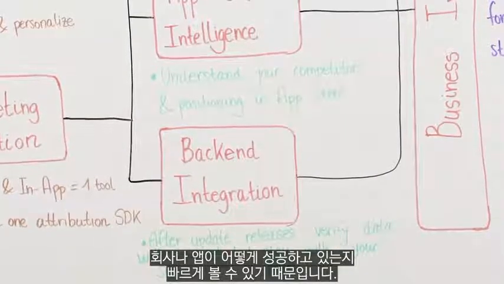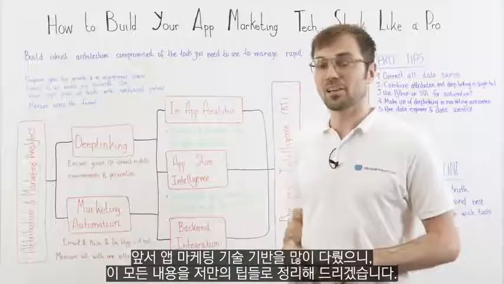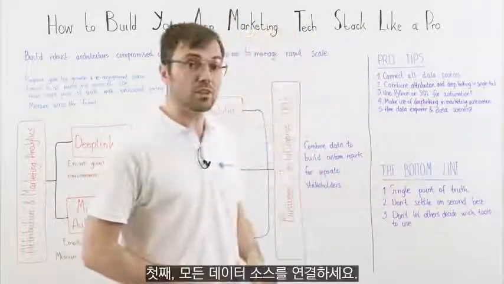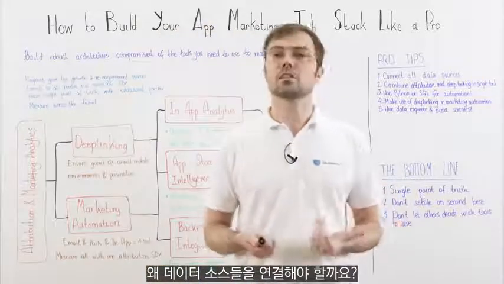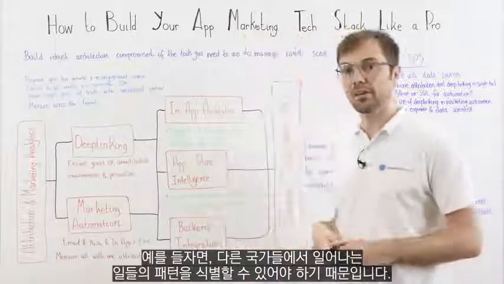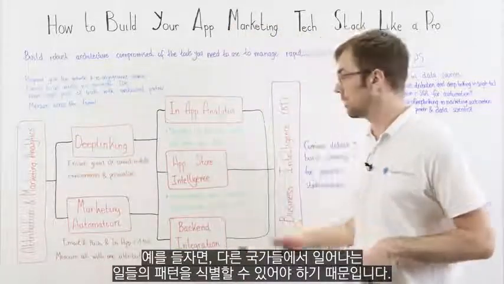Now that we've learned a lot about the app marketing tech stack, let me summarize that for you in my pro tips. Connect all data sources. Why do you want to connect all data sources? Well, you want to identify patterns. You want to see things happening in different countries, for example.